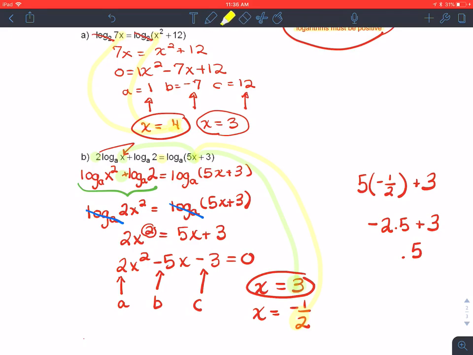However, if we were to plug negative 1/2 into this other logarithm's argument there on the left, this is before the 2 is pulled up, a negative 1/2 plugged in there means that the argument is negative 1/2. We cannot have logarithm's arguments be 0 or negative. So for that reason, we're going to toss negative 1/2 as a possibility for an answer. The only answer for this problem is positive 3.